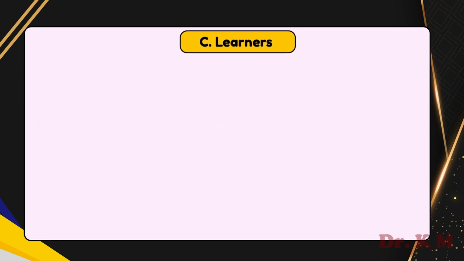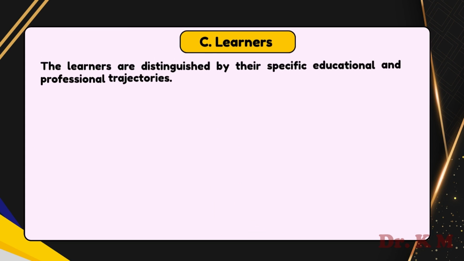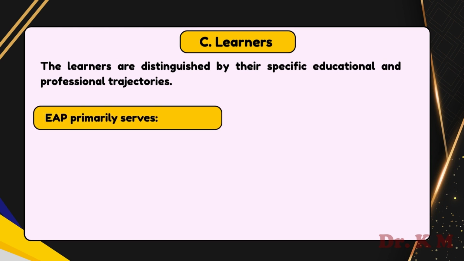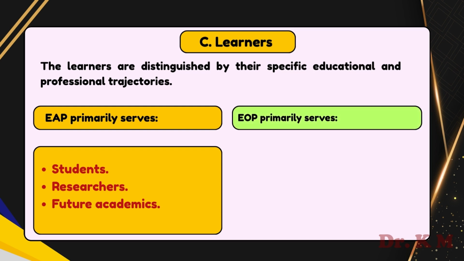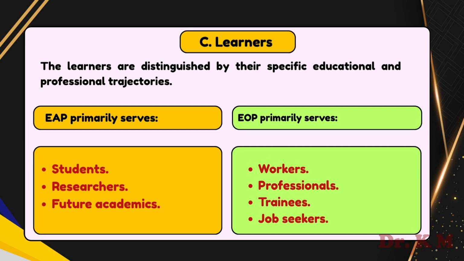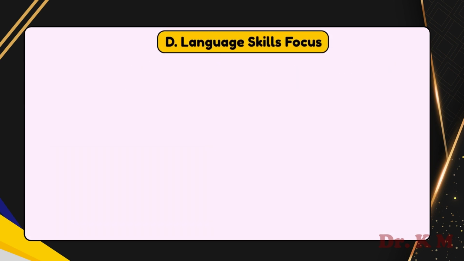C. Learners. The learners are distinguished by their specific educational and professional trajectories. EAP primarily serves students, researchers, future academics. EOP primarily serves workers, professionals, trainees, job seekers.